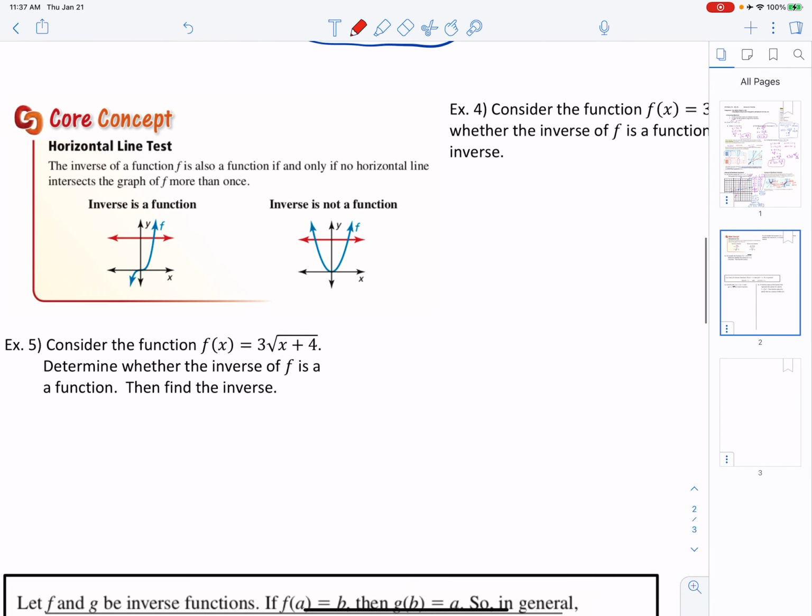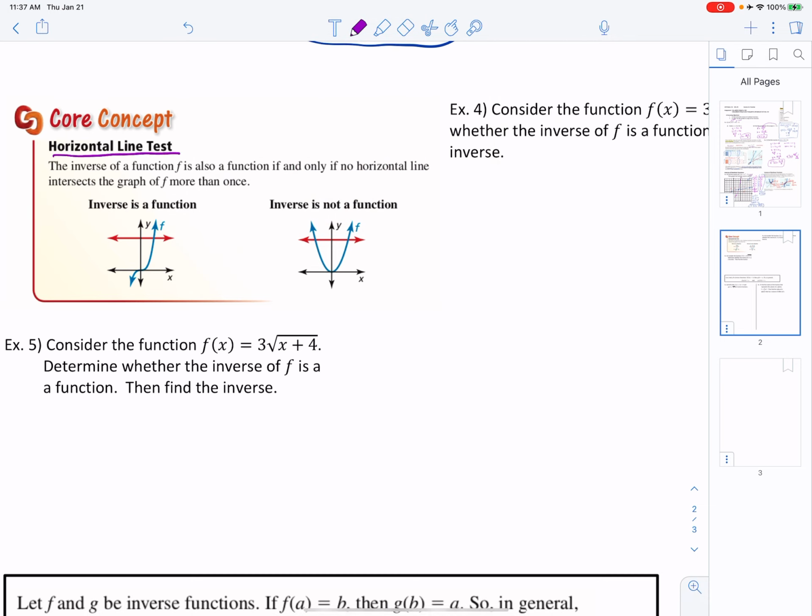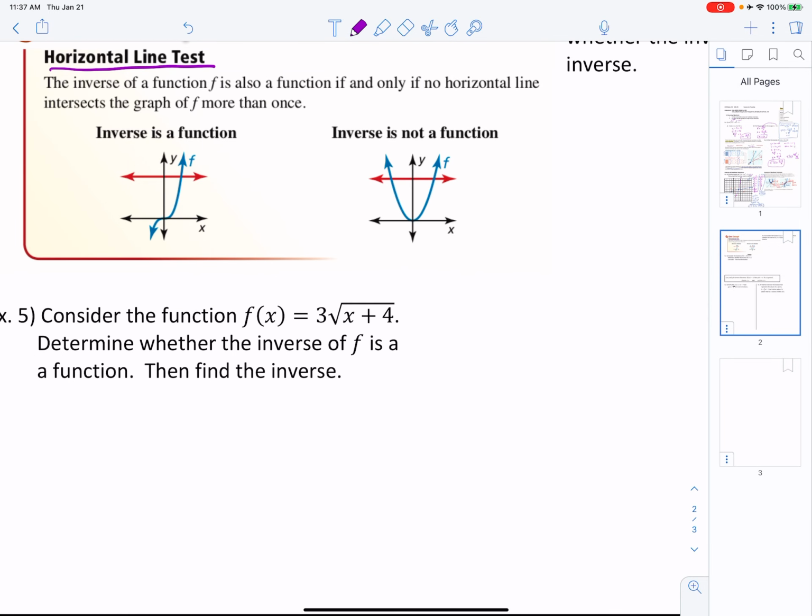And so we have what we call the horizontal line test. The inverse of a function is also a function if and only if no horizontal line intersects the graph more than once. So we use a horizontal line test on a function. So look at that. This first example looks kind of like the y equals x cubed. If you take that y equals x cubed and you think about a horizontal line hitting it, it's going to hit that only once. And since the horizontal line hits the function only once, its inverse will also be a function.